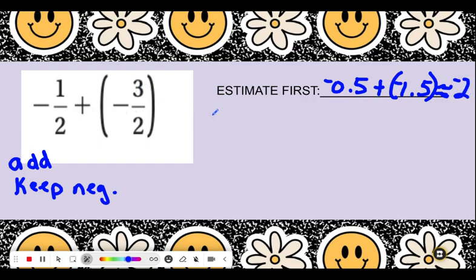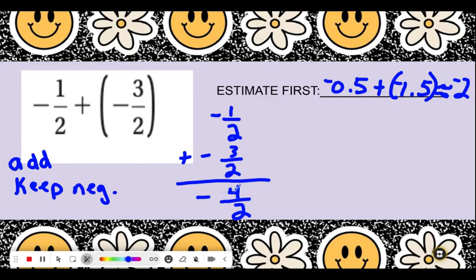So now let's go through it. So we have negative 1/2 plus negative 3/2. We already have common denominators, so we just add our numerators. 1 plus 3 is 4. Keep the denominator, and we keep the negative. So can we simplify 4/2? Yes, 4 divided by 2 is just 2. And we keep the negative. Oh, that time our estimate worked out exactly. Great job.